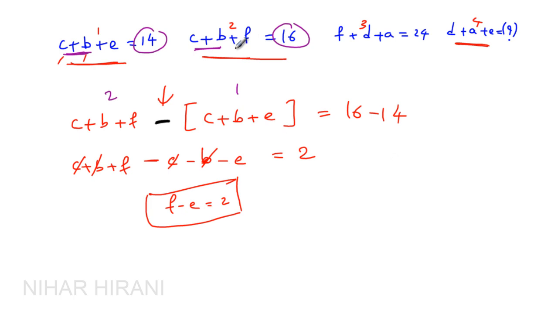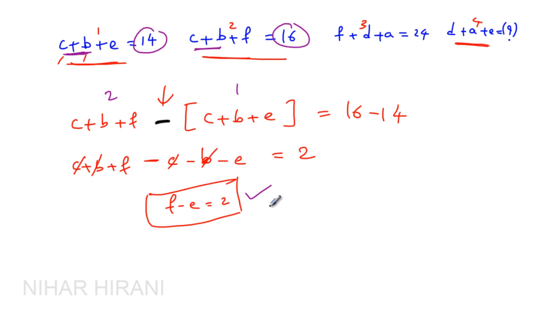I can subtract 2 from 1 also. In that case also C and B will cancel, but I don't want to go into negative. That's why I subtracted 1 from 2. After doing that, I got an important relationship: F minus E is 2. Now I can use this equation in different forms in order to get my desired value.